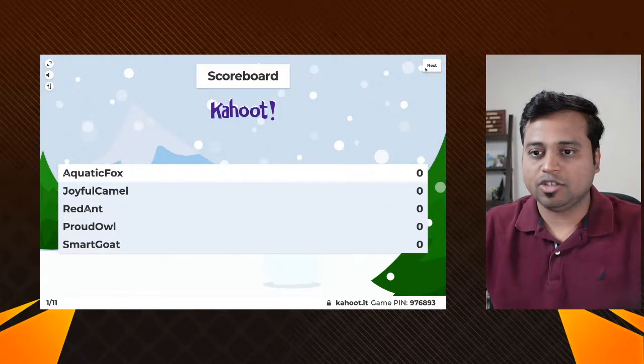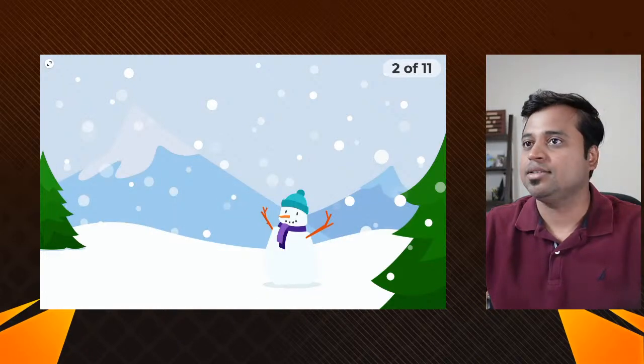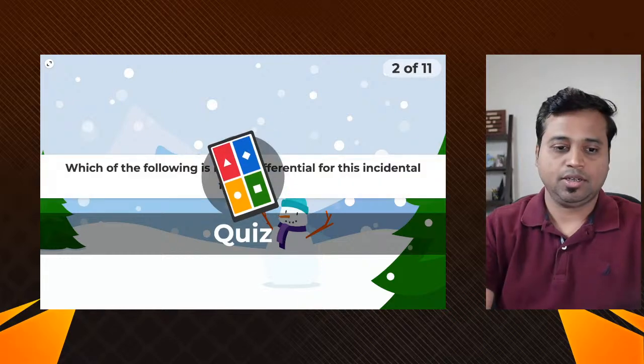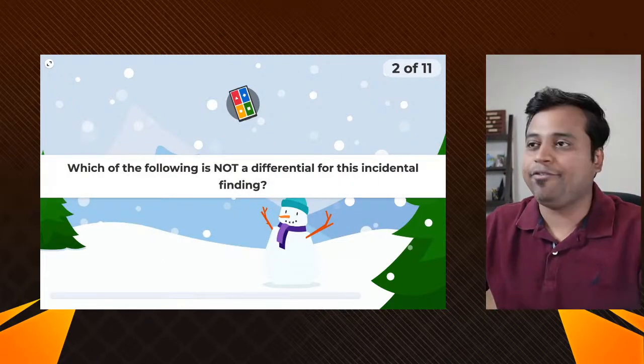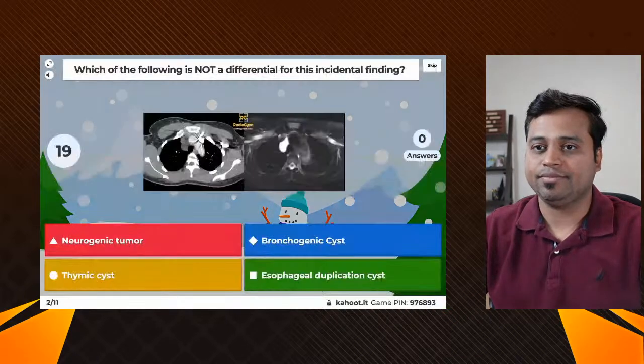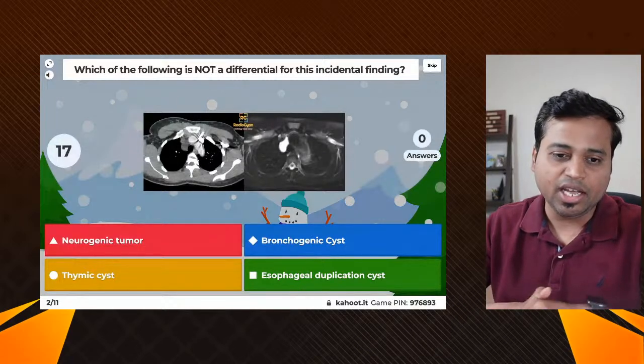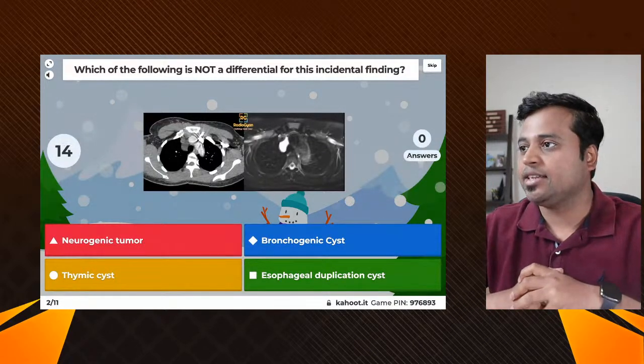You'll get a leaderboard after every question. Which of the following is not a differential for this incidental finding? So we have a contrast CT and T2 MR.